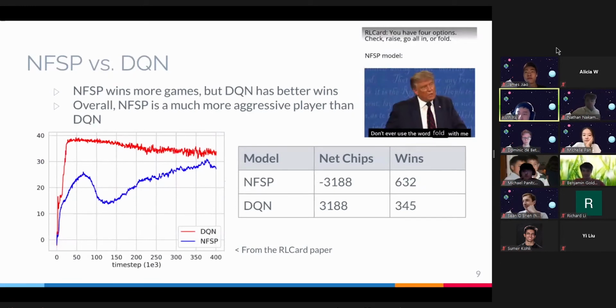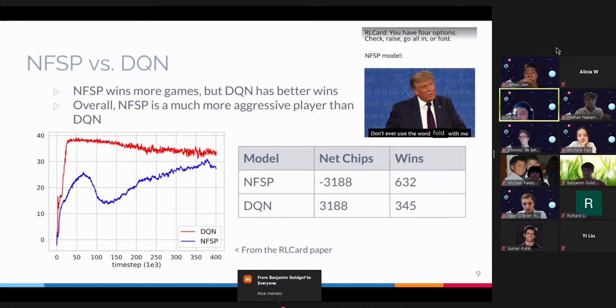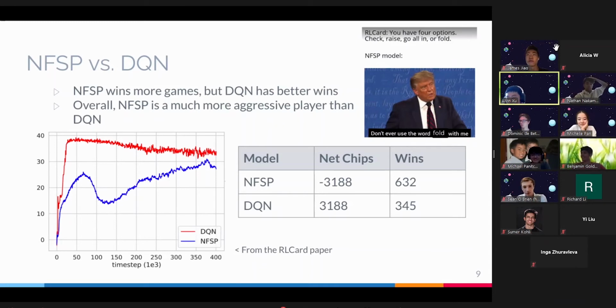And when we compare the two models, NFSP and DQN, and put them against each other, what we can observe from this data in this table is that NFSP is able to take more games off of DQN, but ultimately DQN has wins that are far better, because you can see the net chips for DQN are much higher. So NFSP is a lot more aggressive, while DQN is able to put some more strategy into its decisions.